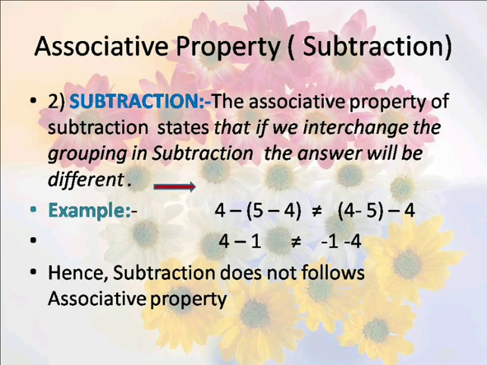Now associative property for subtraction. The associative property of subtraction says that if we are interchanging the grouping in subtraction, the answer will be different. Now can you see this example? Again I have put the bracket in LHS in second and third number, in RHS first and second number. Same numbers are there in LHS and same numbers are there in RHS. Okay, can you see the answers? The right hand is consisting of minus sign. So it shows that subtraction does not follow associative property.